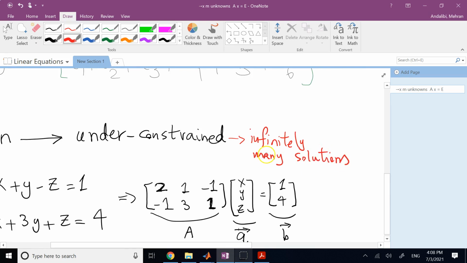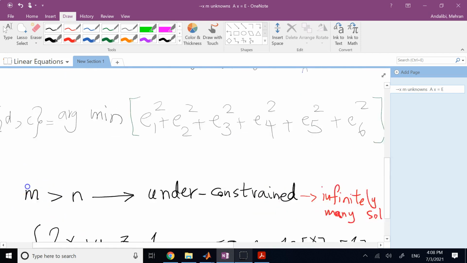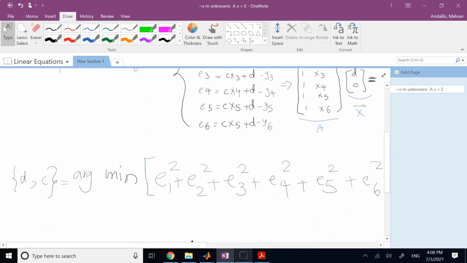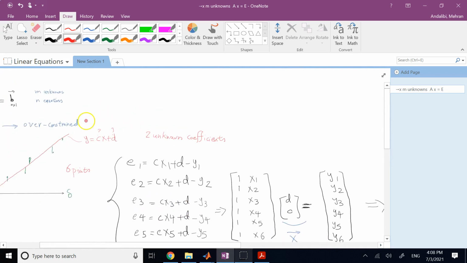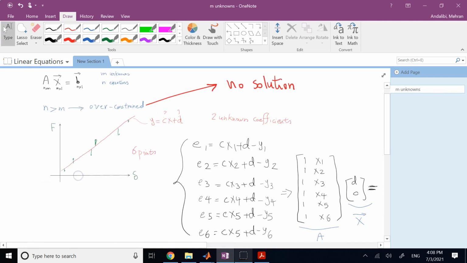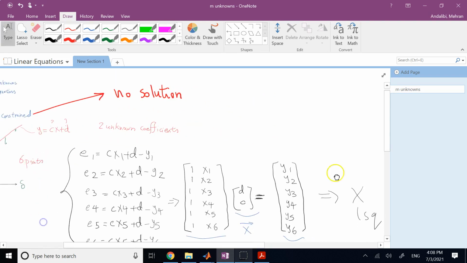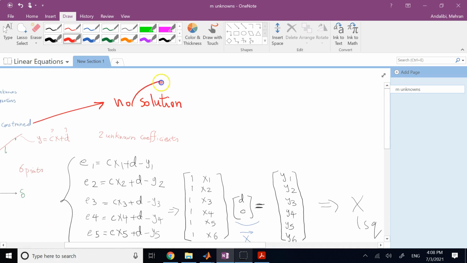Okay, that's what you have. Infinitely many solutions is what you get. For the top one, the solution was what? For this case, the solution was no solution. At best you can get some minimal error function, but you can never get an accurate solution. So that solution you have is what we call a least squares solution.